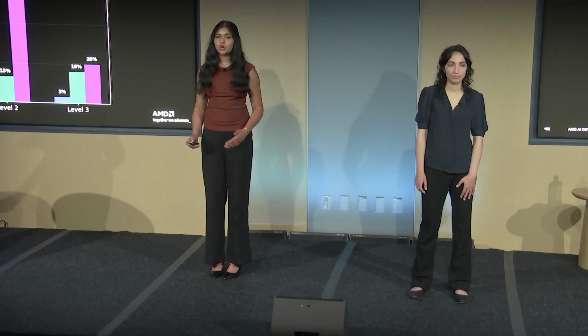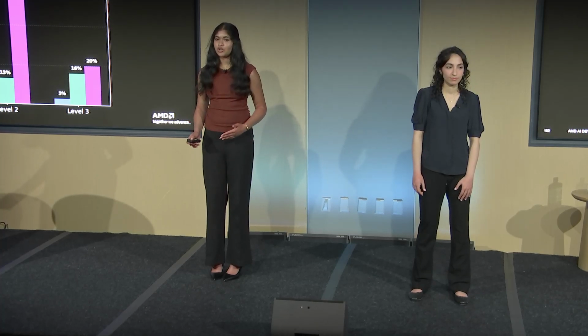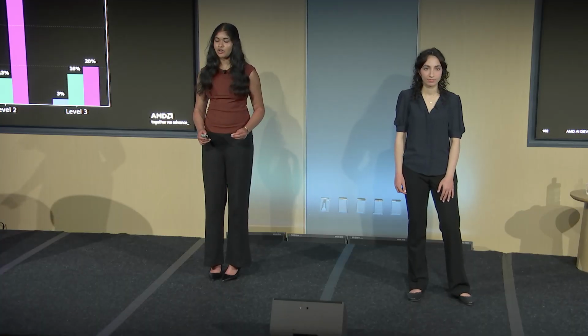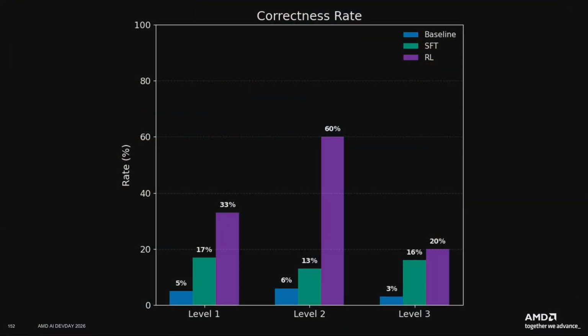The next metric we look at is correctness rate. And again, across all three environments, we're seeing improvements from the baseline to SFT to RL. Specifically, we expect to see this jump from SFT to RL because, again, we're directly including correctness as part of our reward signal. We were interested to see how big of a jump we got in level 2, though, from SFT to RL.